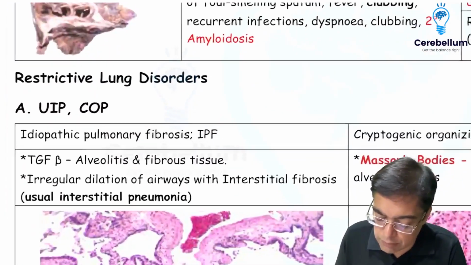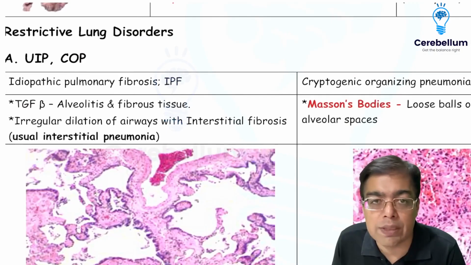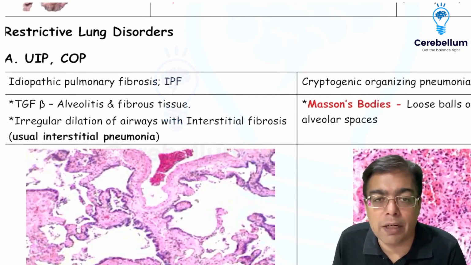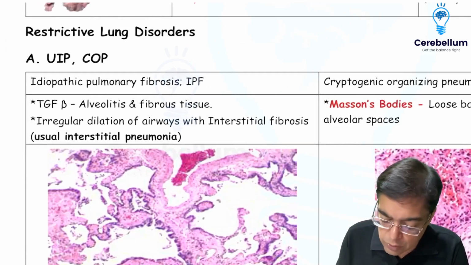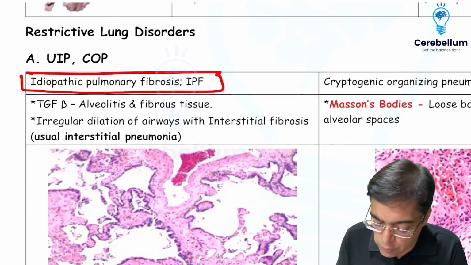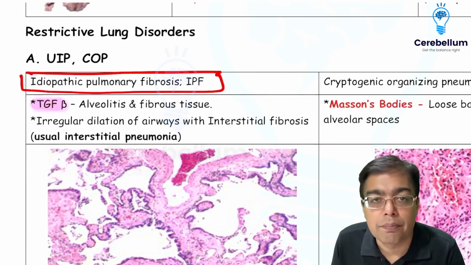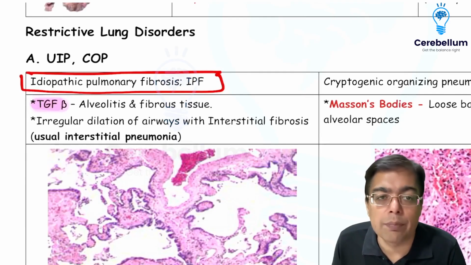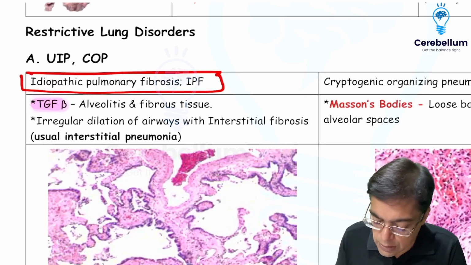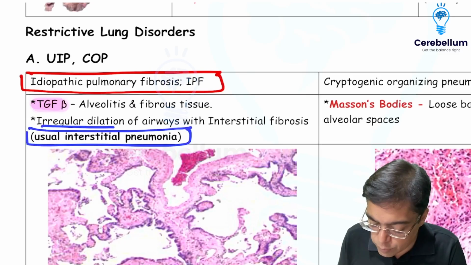Having a word now about the restrictive lung disorders, we have conditions which are going to be given the name of the usual interstitial pneumonia, which is a histological finding that you associate in a patient suffering from a condition called as idiopathic pulmonary fibrosis. In the pathogenesis of this condition, you have a very important role that is being played by a fibrogenic cytokine that is given the name of TGF-beta. So it is responsible for causing alveolar tissue inflammation, alveolitis, and a deposition of fibrous tissue. These patients are going to be having the presence of irregular dilatation of the airway, and there is interstitial fibrosis. So the term used is usual interstitial pneumonia.